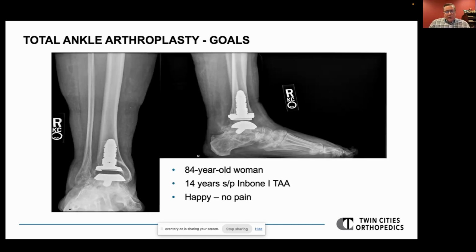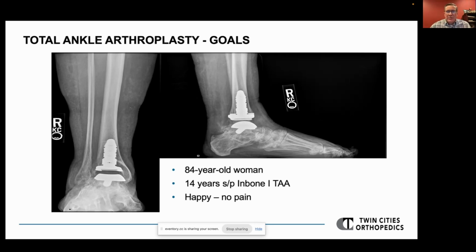So this is actually the first total ankle that I did in practice. This is the old Inbone 1. This is an 84-year-old woman who came to me. She'd had a previous subtalar fusion, developed ankle arthritis, and was pretty symptomatic from it. The first implant I did in practice was the old Inbone 1, and this was about 2 years ago. At that point, she was 14 years post-op. She's probably about 15 and a half now.